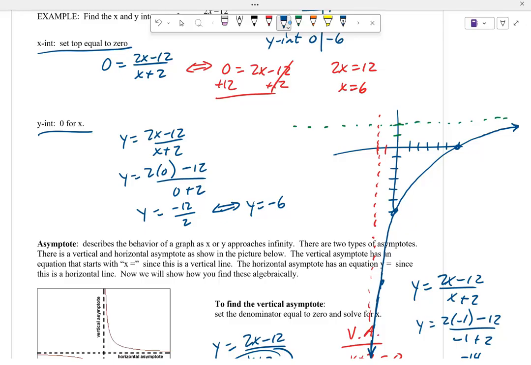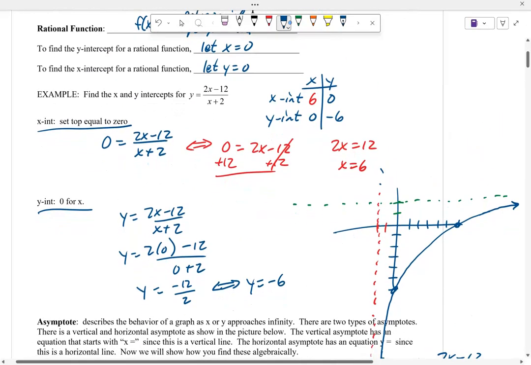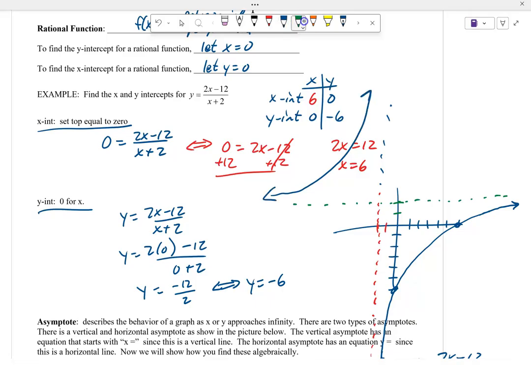Now, I didn't graph the other side, but if you had plugged in a bunch of points, it's going to look something like this. So notice as I pick values to the left, the further out I go, the closer it gets to that y value of negative 2.